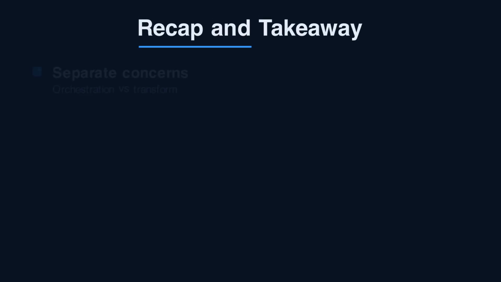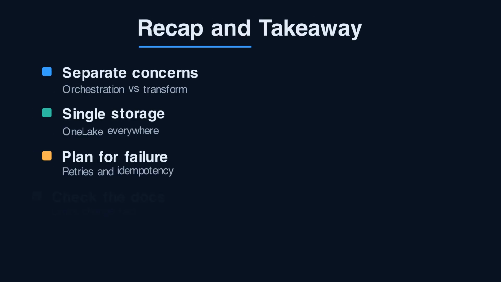To recap, pipelines orchestrate, Dataflows Gen 2 transform, OneLake stores everything once, and a gateway bridges on-prem sources. Data flows from raw bronze through clean silver to business-ready gold, served straight to Power BI. The biggest risks are the gateway choke point, shared capacity throttling, and non-idempotent loads.